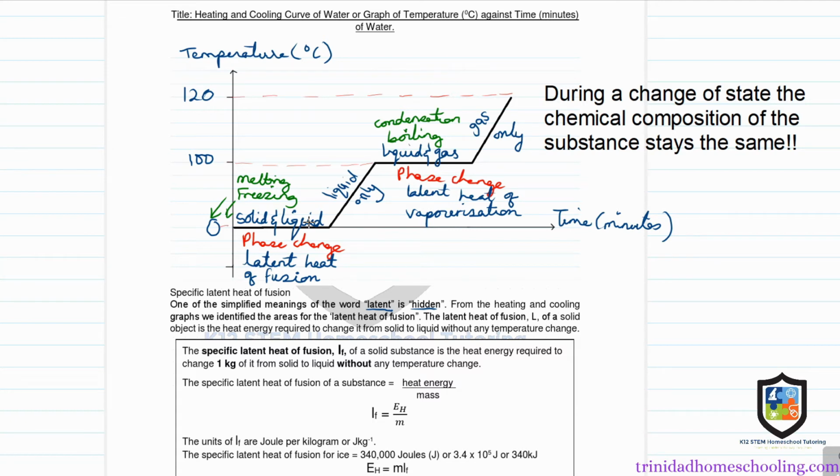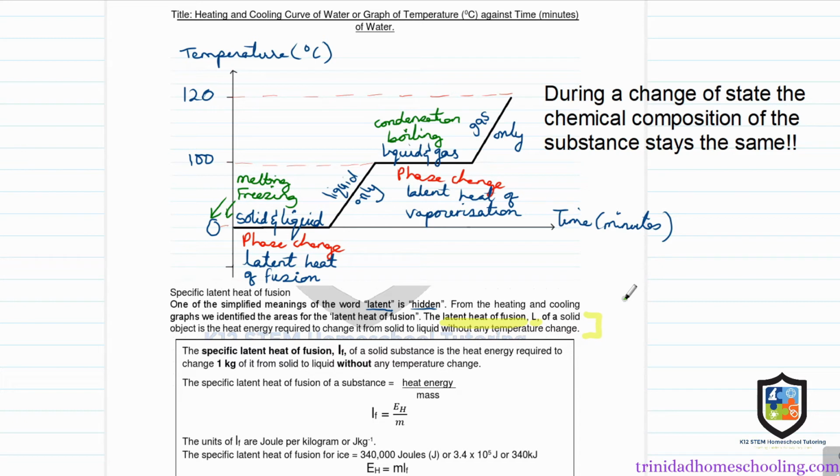So when we change from a solid to a liquid, or a liquid to a solid, that heat energy is called the latent heat of fusion. And we use a capital L as a symbol for latent heat of fusion. And that latent heat of fusion for a solid is the heat energy required to change it from a solid to a liquid without any temperature change. So the heat absorbed to cause the solid to melt to the liquid is called the latent heat of fusion. So this here is the general definition of what the latent heat of fusion is.